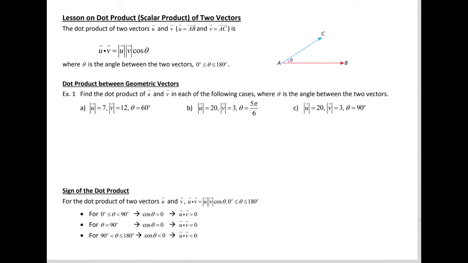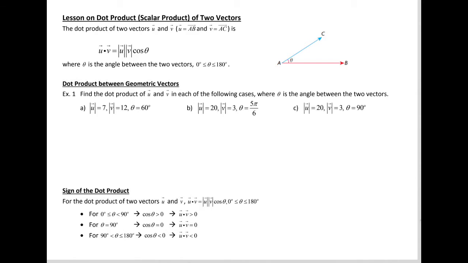This lesson, we're going to learn how to use dot product to find the angle between two vectors or to see whether or not two vectors are perpendicular to each other. The dot product of two vectors u and v is defined by the magnitude of the vector u times the magnitude of the vector v times cosine theta, where theta is the angle between the two vectors u and v. Example 1. Given the geometric vectors, we are going to find the dot product of the following cases.